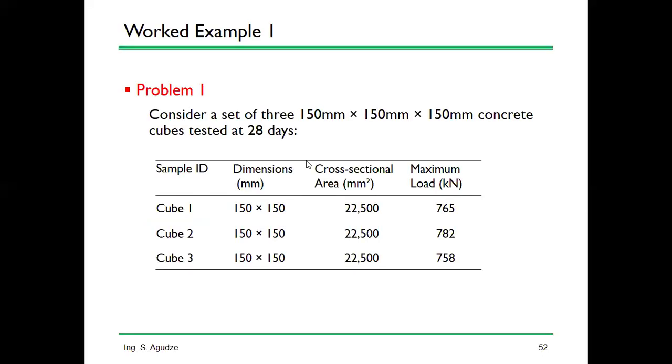Okay, so let's look at some examples. In the first example, we have been given some samples that have been calculated from the lab. We have prepared some concrete cubes and taken them to the lab to test. For cube 1, this is the size, this is the cross-sectional area, this is the maximum load, and we have to calculate the compressive strength.